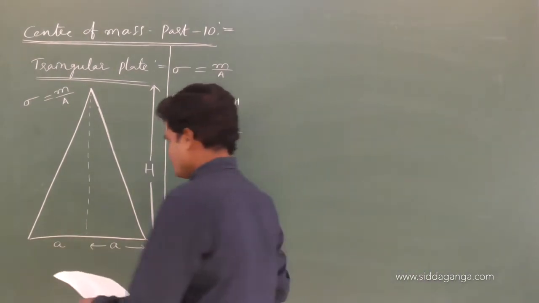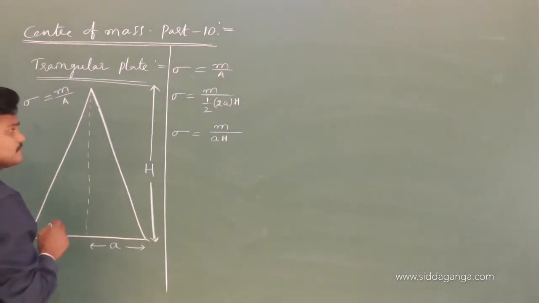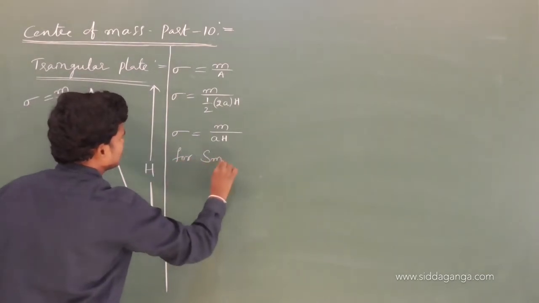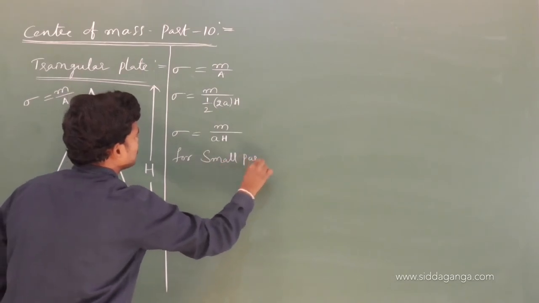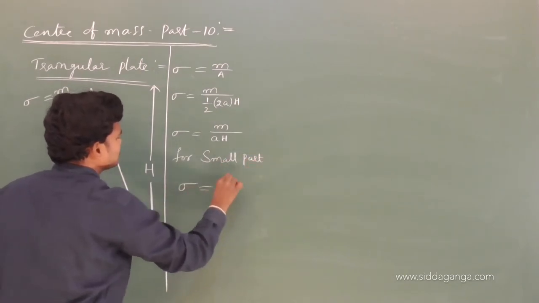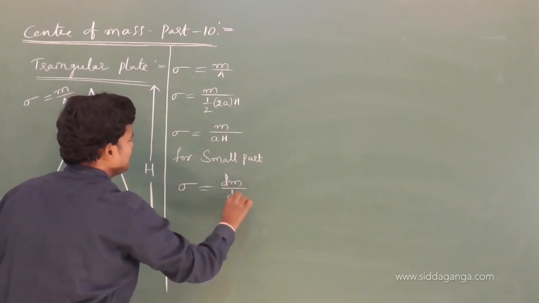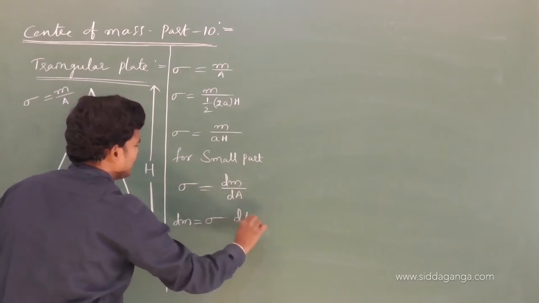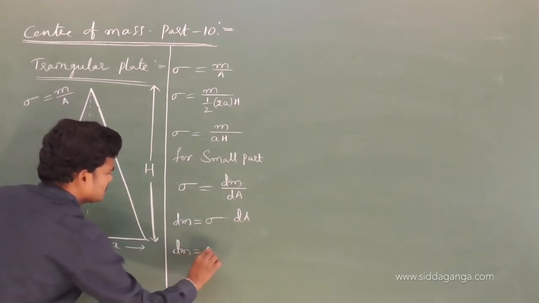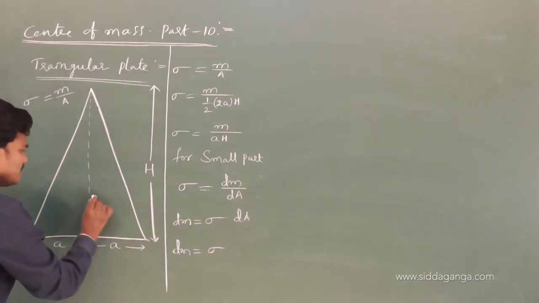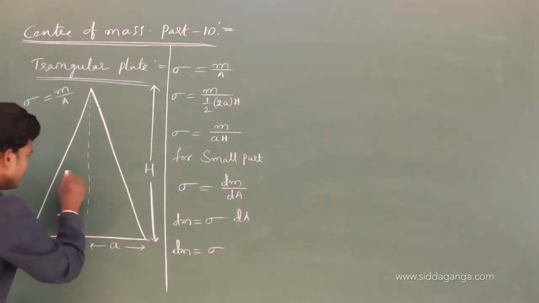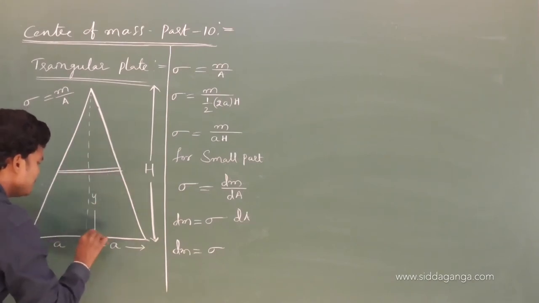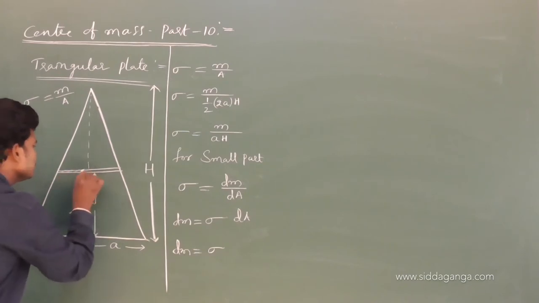Okay, and to find this, take a small part again. For the small part, I am following the same method. For the small part, sigma we can write as dm by dA. So dm is equal to sigma dA, which means we have to take a small part, again like in the solid cone, at a distance of y. Let us take a small part.